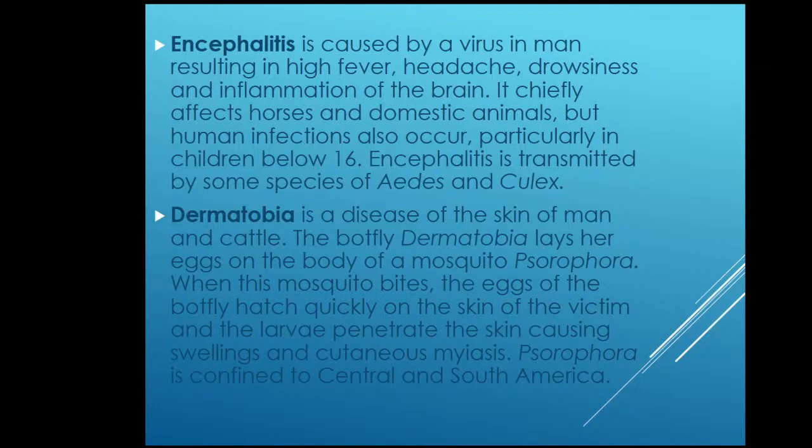Dermatobia, the bot fly. This fly lays its eggs on the body of mosquitoes. When the mosquito bites a person, the eggs of this bot fly hatch very quickly, and the larvae penetrate the human skin and cause swelling, inflammation, and pain. This is cutaneous myiasis. So this fly uses some species of mosquitoes as a vector for larvae and eggs.